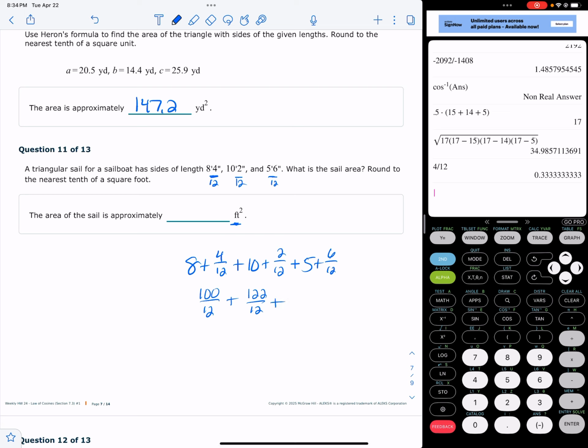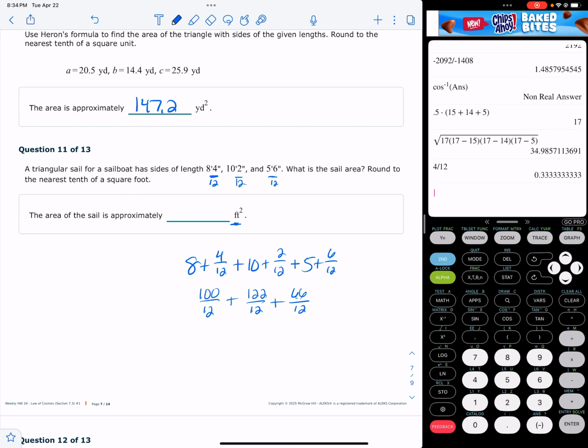5 times 12 is 60 plus 6 would be 66 over 12. So you could enter them that way. It's whatever you prefer, but you do have to enter them in exact form.